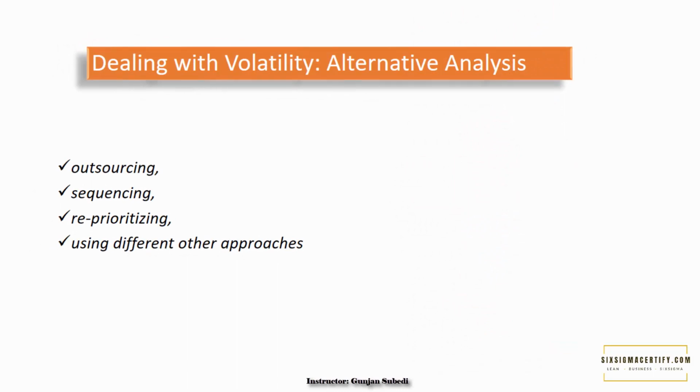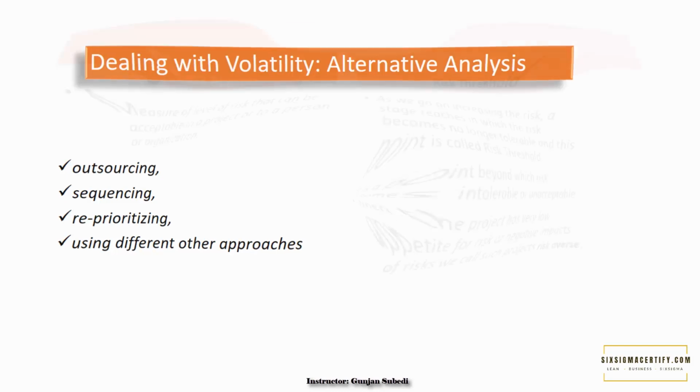Alternative analysis. There could be various alternatives for doing work in any project, including outsourcing, sequencing, reprioritizing, using different approaches, etc. And a good alternative analysis considers the time and cost impacts of these alternatives on the project, which can help to reduce the volatility. Again, let me remind you that volatility means rapid and unpredictable change.